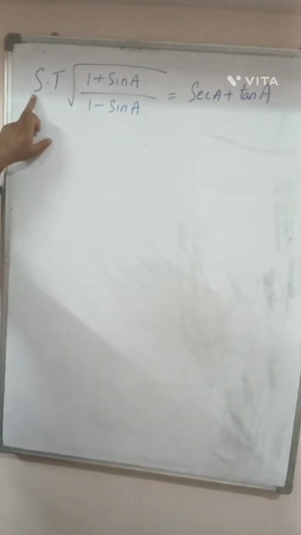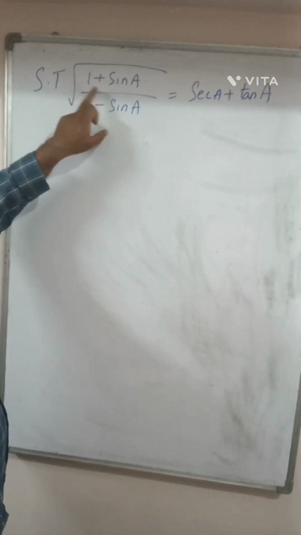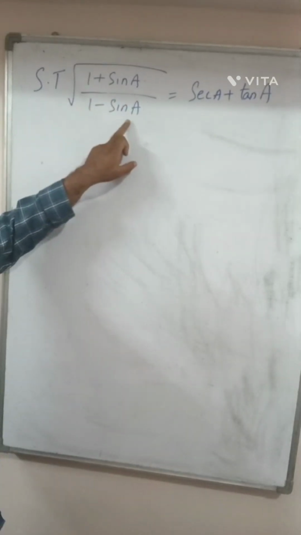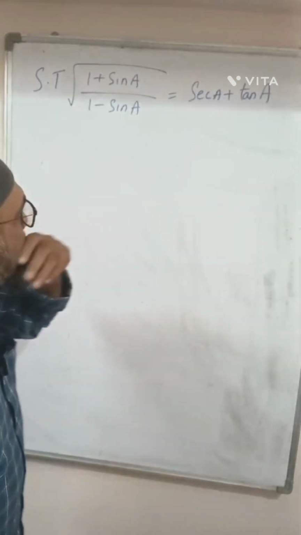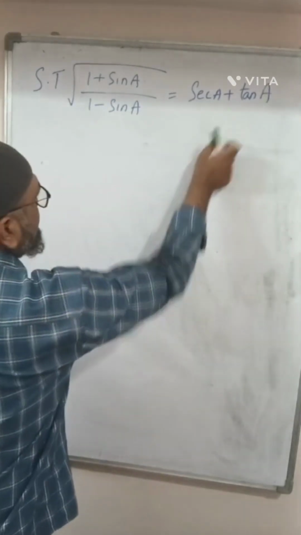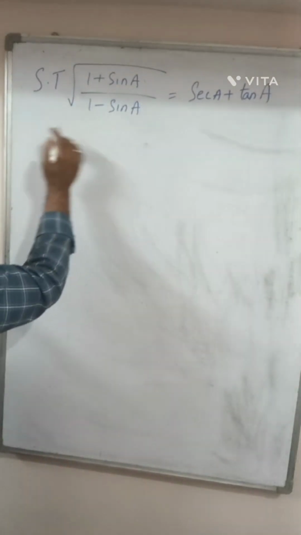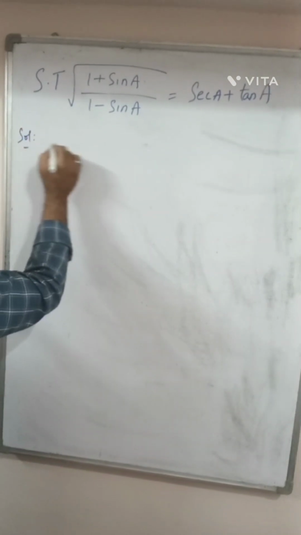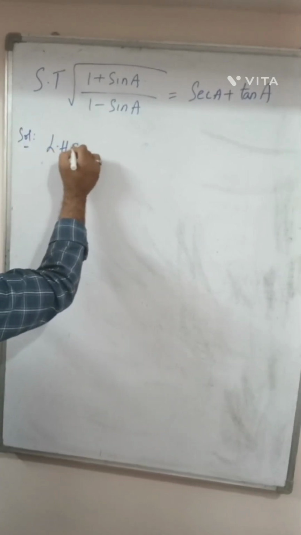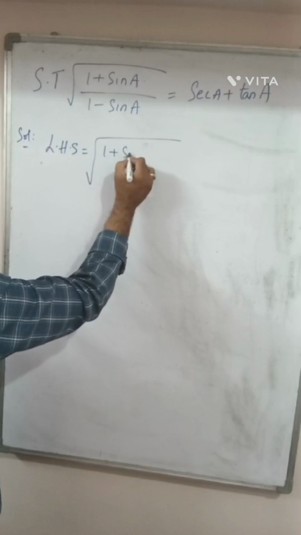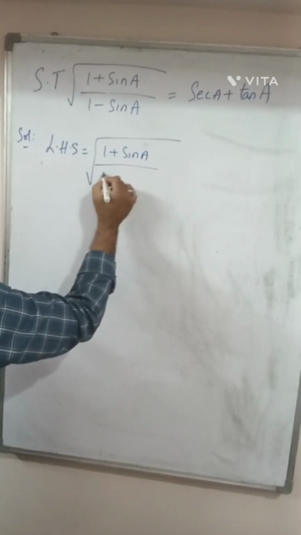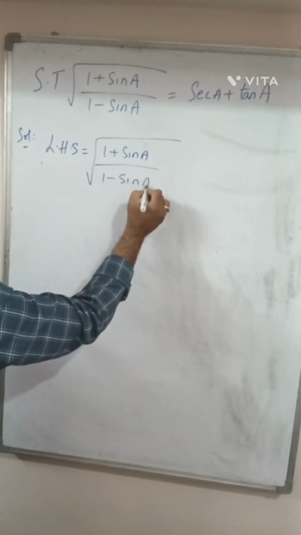The next example is: show that under root (1 plus sin A) divided by (1 minus sin A) is equal to secant A plus tan A. We have to prove this. So we will take this as the left hand side. Left hand side is equal to under root 1 plus sin A divided by 1 minus sin A.